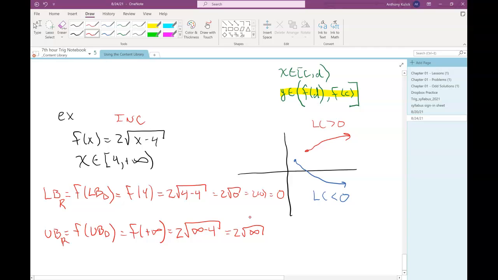Now, if I have infinitely many things and I take the square root of them, it makes it smaller, but does it make it less than infinitely smaller? No. And if I have infinitely many things, I multiply it by 2. It's still infinite, right?